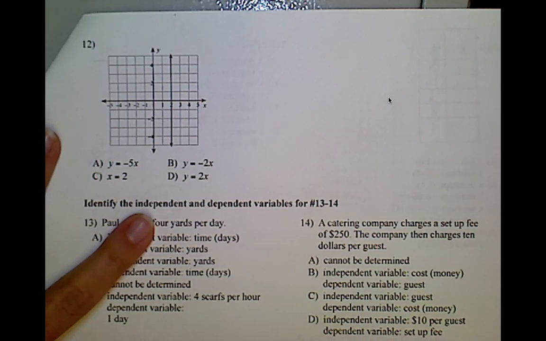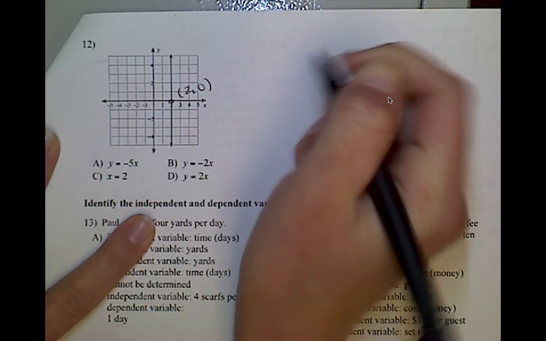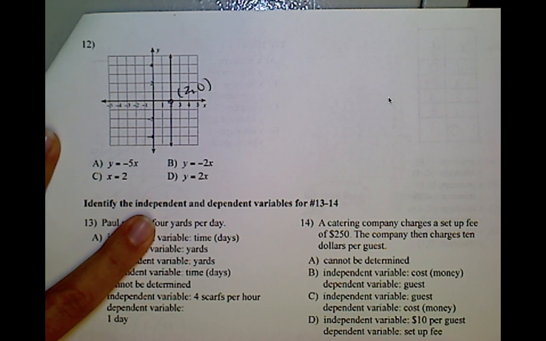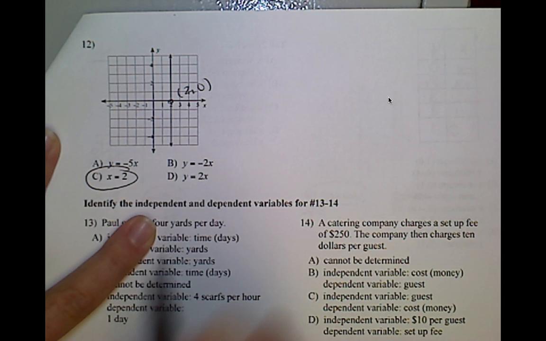Okay, number 12 right here. On the back, once again, there is an x-intercept right here at (2, 0). And when we have special lines at (2, 0), we know that since there's an x-intercept, it's going to start off with x equals something.